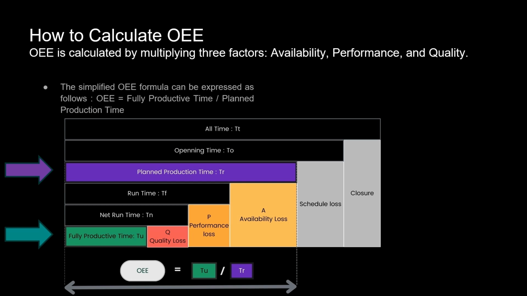You can see how these times relate to each other and to the losses, like availability loss due to downtime, performance loss due to slow cycles or small stops, and quality loss when products are not good.